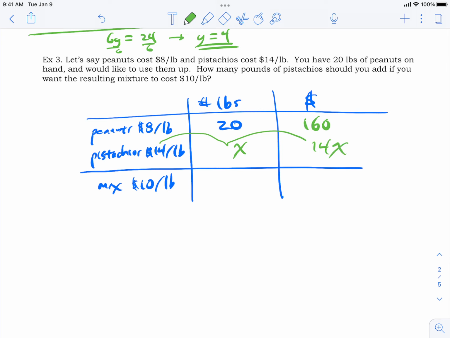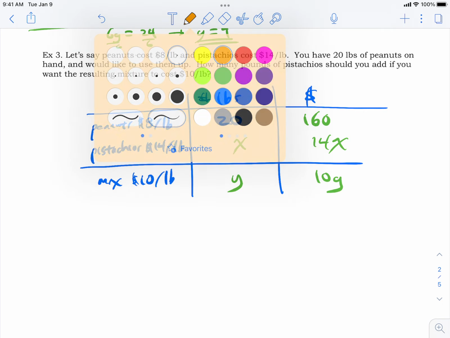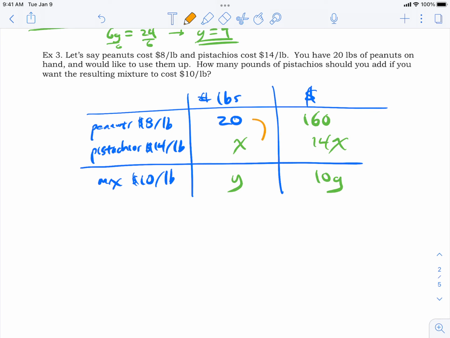Cool. And the mix is going to be $10 per pound times however many we're buying. It's going to be 10y. Cool. I filled in my table. Nifty. Now let's extract some equations out of it. You could say, well, 20 plus x must add up to y. That's one equation. And then the money has to add up. The 160 plus the 14x has to add up to the 10y.